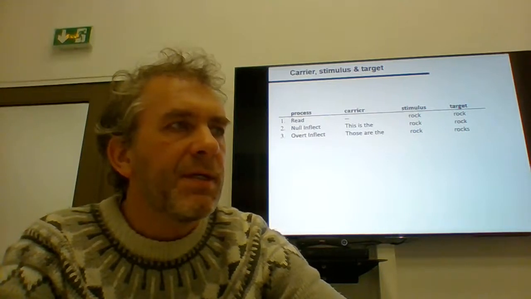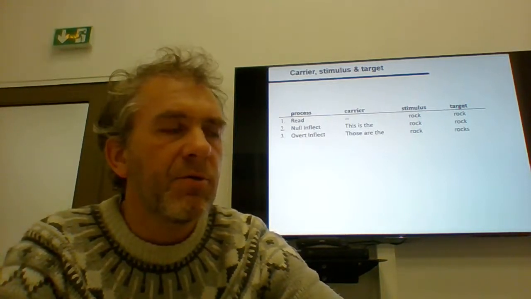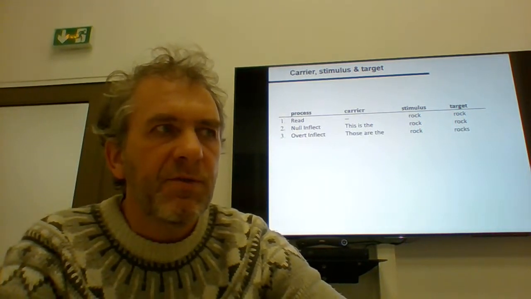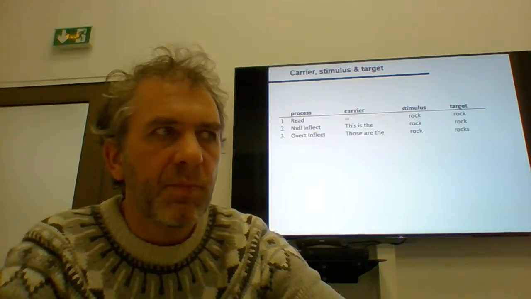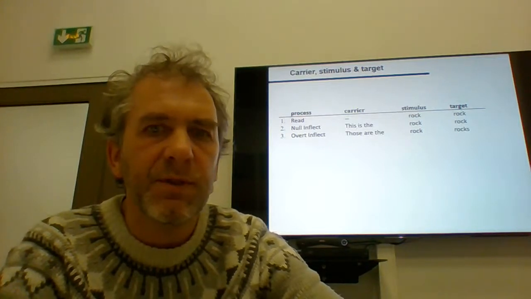Now here's the carrier, the stimulus and the target. You've seen that. So no carrier in the read condition, stimulus and target identical. This is D in the null condition, and those are D in the overt condition.